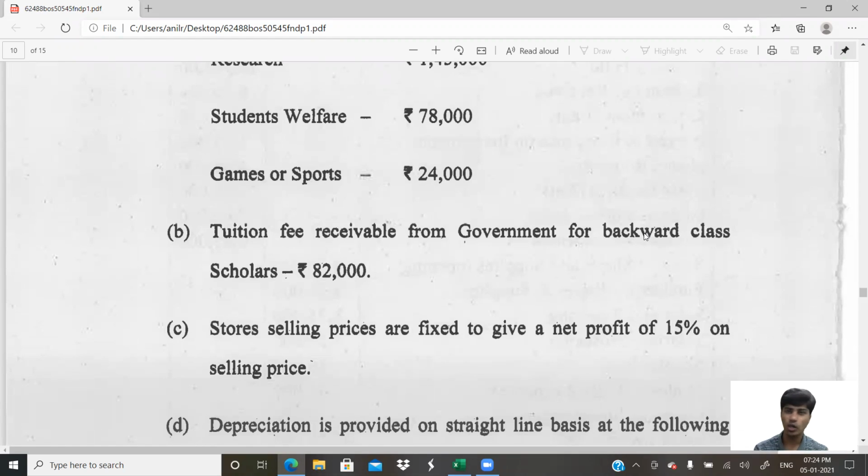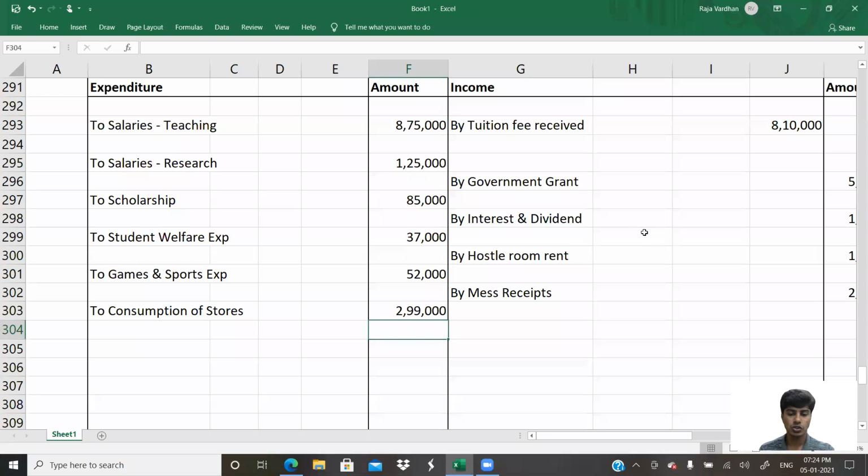Firstly, it is your income because it's your revenue, since you have given coaching and you should receive this money. Secondly, it's an asset because it's not yet received. If it is received, you'll write cash account debit to tuition fee. If it is not received, you'll write tuition fee receivable account debit to tuition fee account. So it is income.